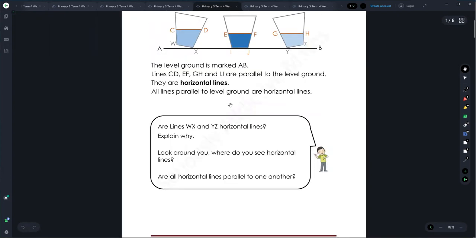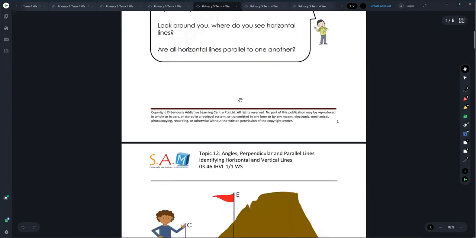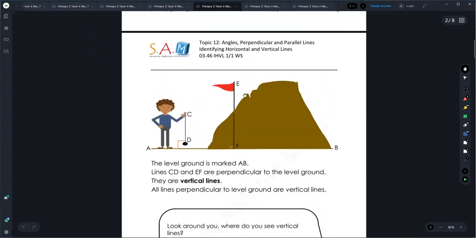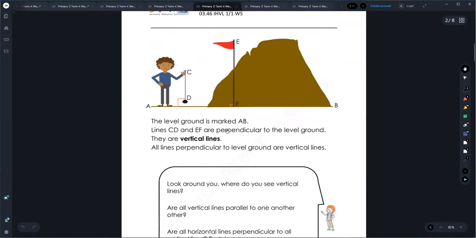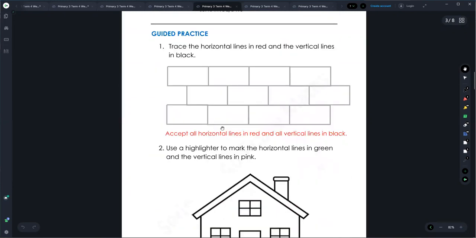And all lines parallel to level ground are horizontal lines, what we call, right? So we use the ground as a way to gauge. What about vertical lines? Well, they can think of vertical lines like a wall, okay? So hence, all lines parallel to the wall are vertical lines. All lines perpendicular to the level ground are vertical lines, okay? So all lines parallel to the wall are vertical lines, or all lines perpendicular to level ground are vertical lines. Okay, so vertical and horizontal.